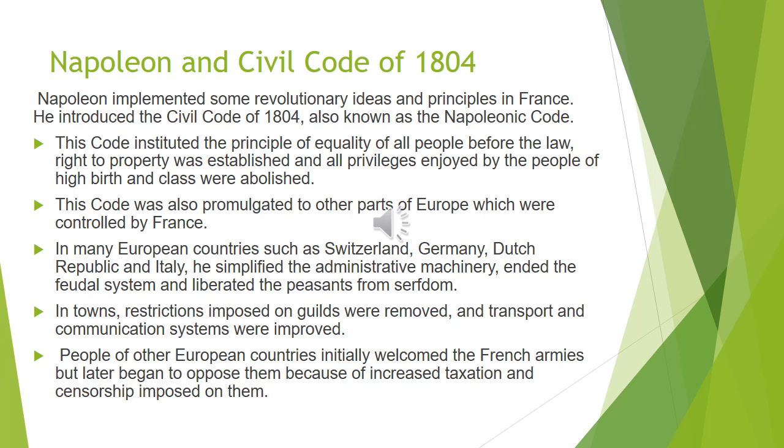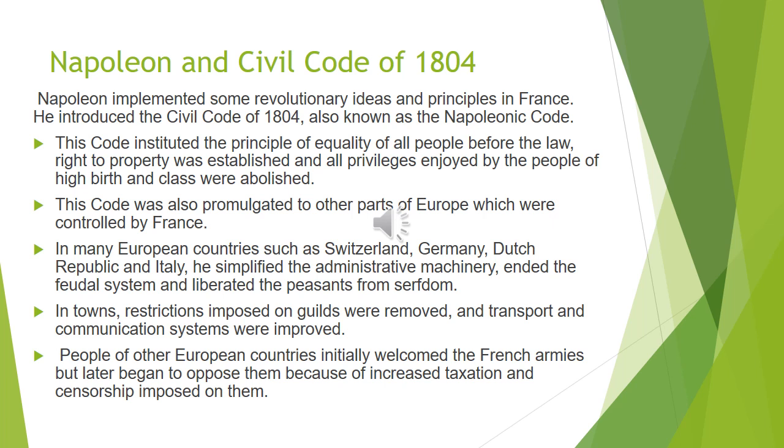Right to property was established, which means now any person in France had the right to own property. Also, all the privileges based on birth and class were abolished, which means no person in France would now enjoy any privileges merely based on his birth or class. This code was also promulgated to other parts of Europe which were controlled by France. So we know that Napoleon had conquered large parts of Europe and he introduced, implemented, promulgated this civil code in those areas as well.